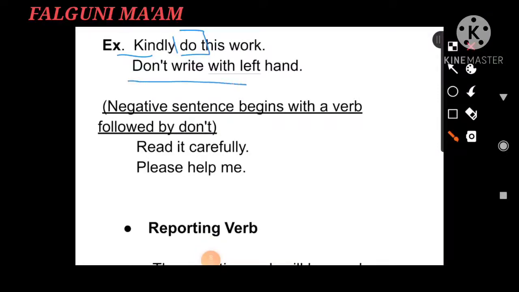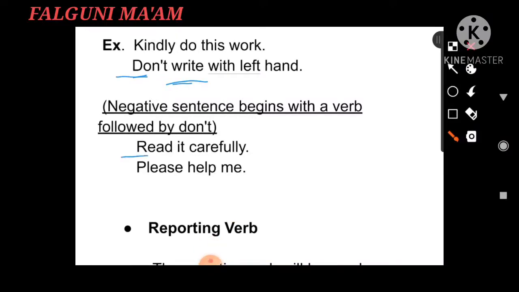"Don't write with left hand." So, don't, then we have the verb write. So, we can say that the words like kindly or the negative word don't or doesn't, all these words carry that verb also. A negative sentence begins with don't followed by a verb. Look, here you can say that don't and then write. So, don't is a negative one, write is a verb.